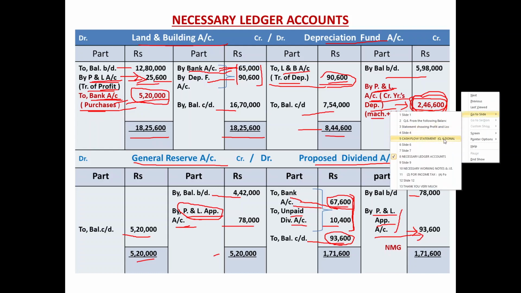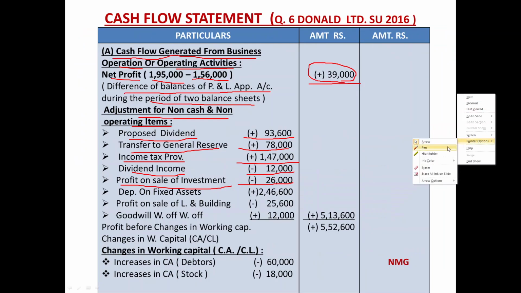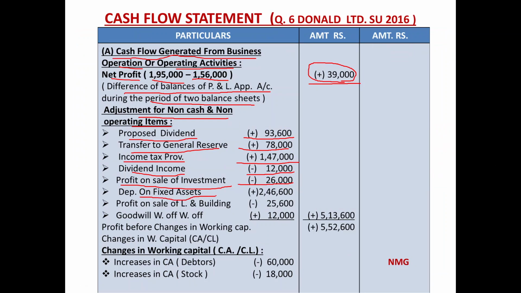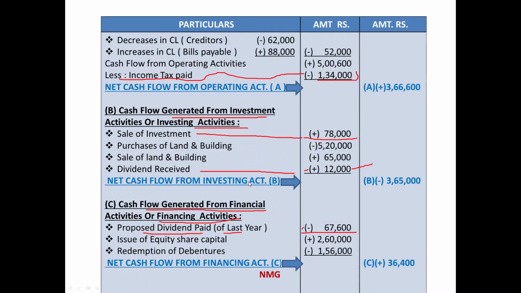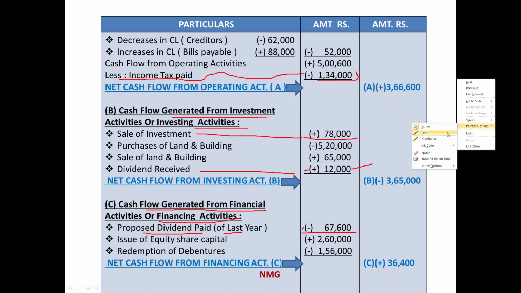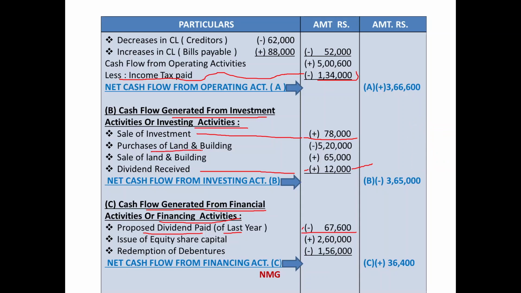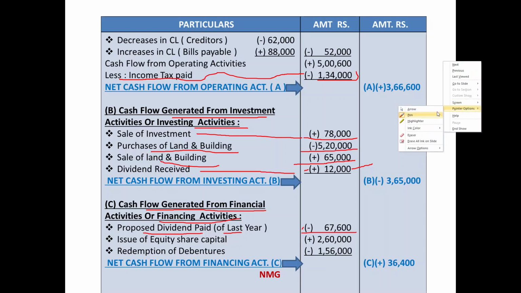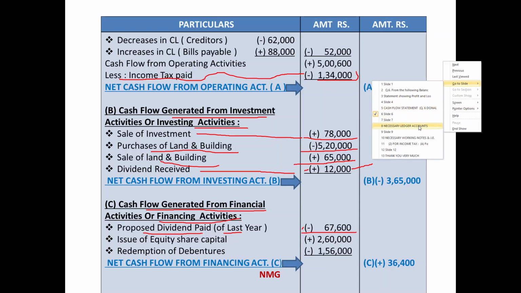Let us do it. Have a look. Depreciation on fixed assets plus 2,46,600 and profit on sale of land and building minus 25,600. Then title B, investing activities. One is sale, another is purchase, related with same item. Purchases of land and building minus 5,20,000 and sale of land and building plus 65,000.